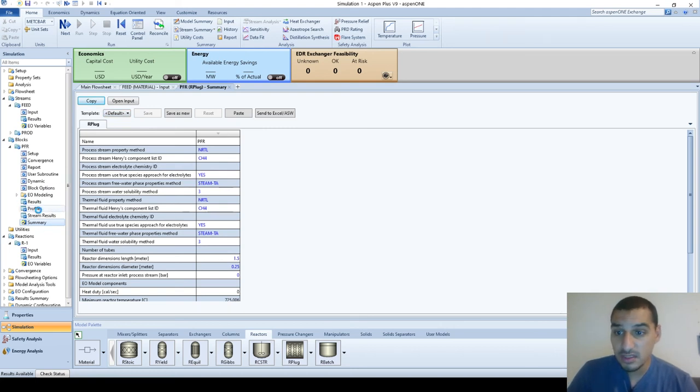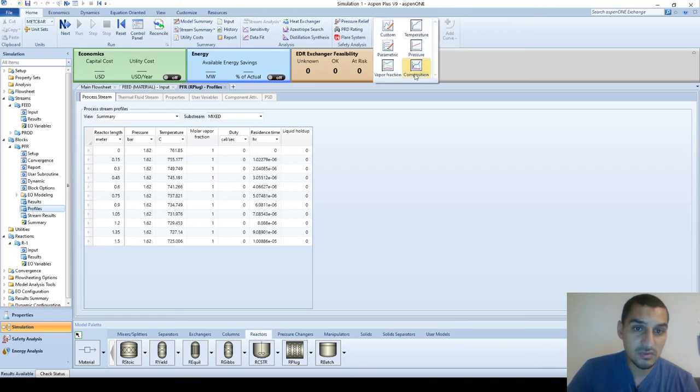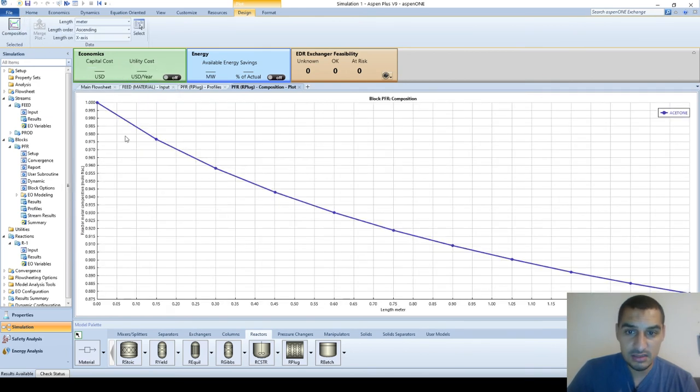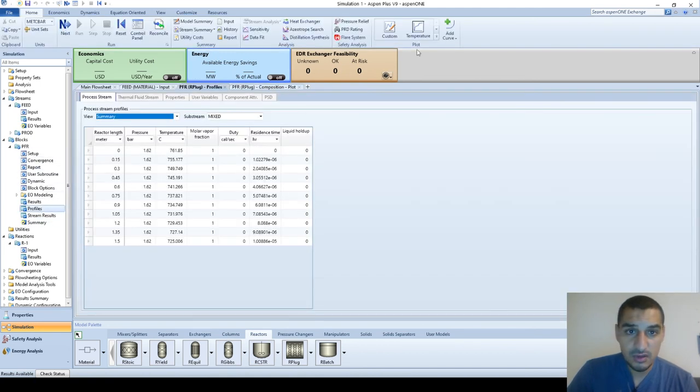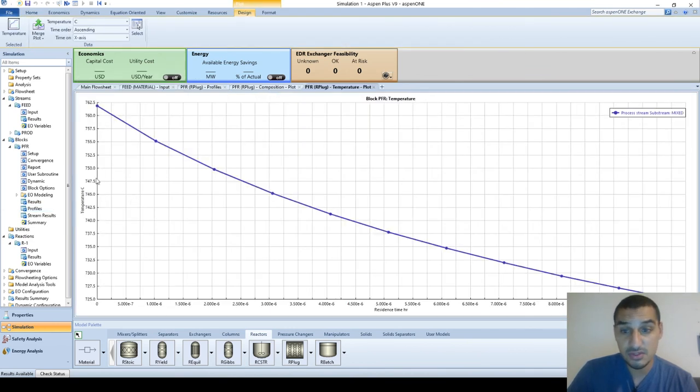The part that is interesting here is the profiles. This is the part that I love most about this reactor, that you can see the profile of anything that you want. I can have the composition profile. I can see the acetone, for instance, because this is the reactant, so it's decreasing. I can see the profile of the temperature, how the temperature changes inside the reactor, which is awesome, because you can see at each point of the reactor how the temperature changes, and you'd see that this is an endothermic reaction.